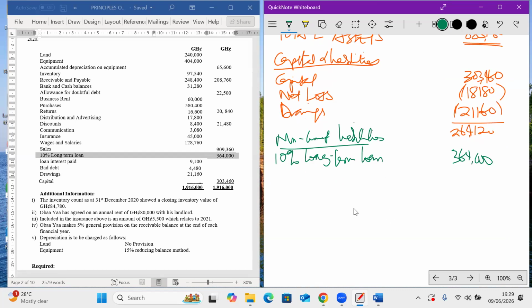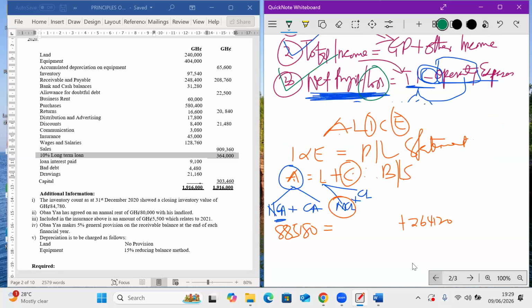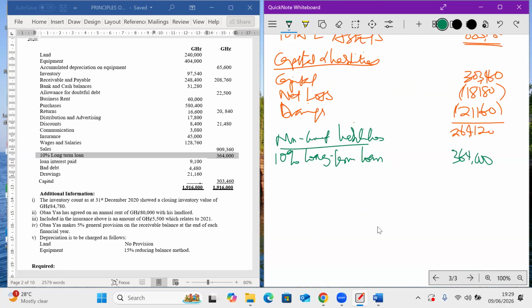Then we come. So that's the only long-term loan. What other? So that's only the non-current liability. What is next? The current liability, right? Yes. So we can write here current liabilities.